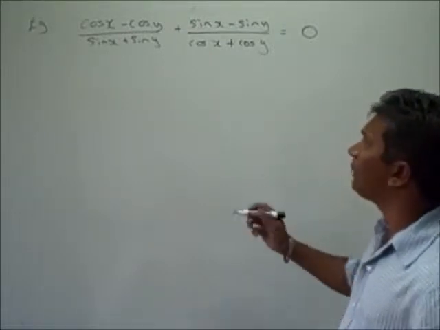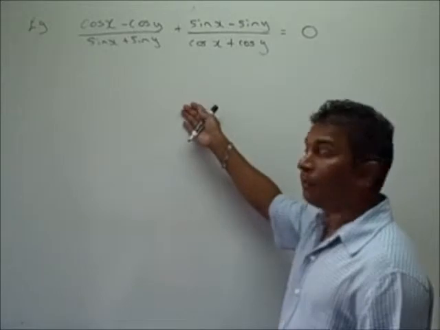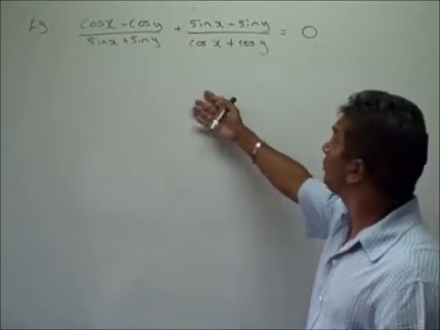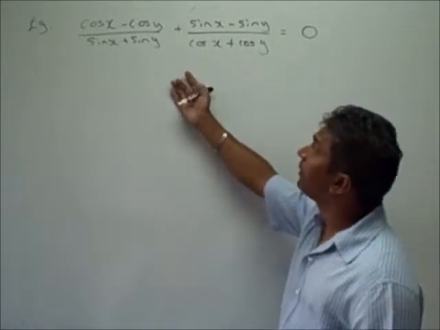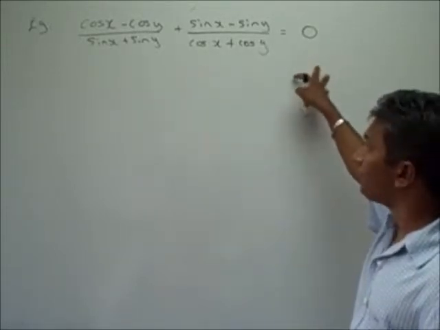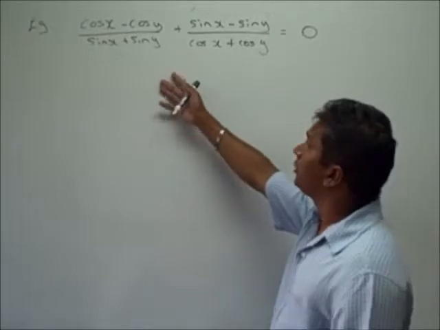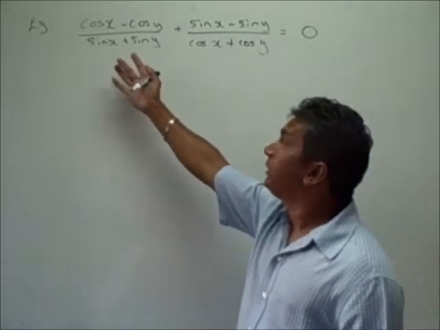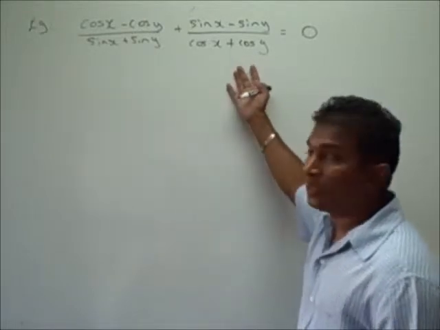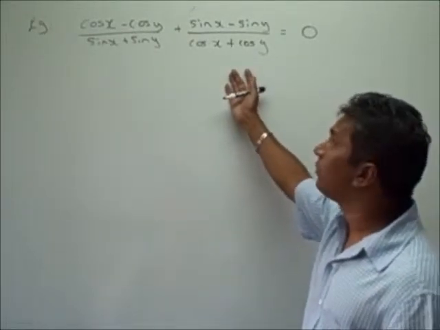Here's another example where we have two fractions, and this is quite obvious that our left side is more complex than our right side. So we're going to try and simplify the left side and see if we can get 0. Because we have two fractions where we're adding, we're going to try and find our LCD again. So our LCD would be this denominator times this denominator, since they have nothing in common.